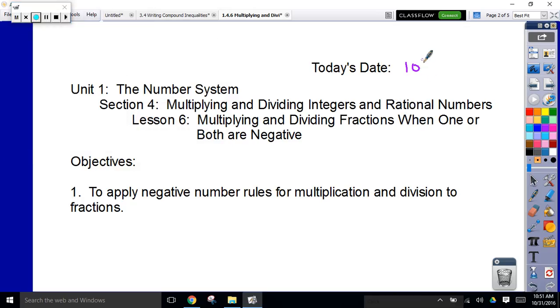Okay, so today's lesson is multiplying and dividing fractions when one or both are negative. We're going to take all the stuff that we've learned about multiplying and dividing fractions, which you guys are really good at, and now we're just going to make one or both of the fractions negative. And you already know those rules. If we look on the sideboard over there, I have the rules written. If the signs are the same, the answer is going to be positive. If the signs are different, the answer is going to be negative. Multiplication rules are really easy.